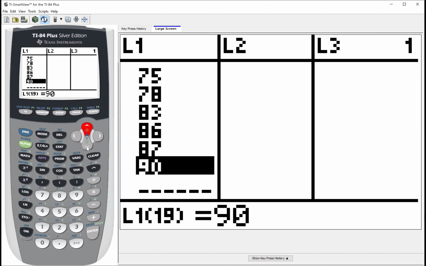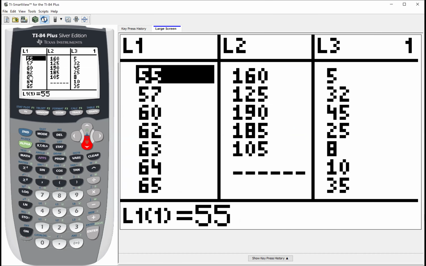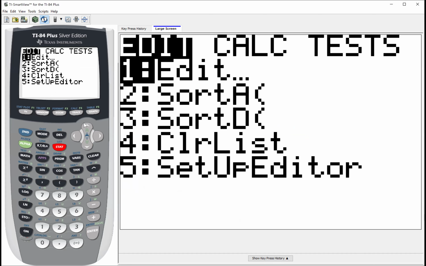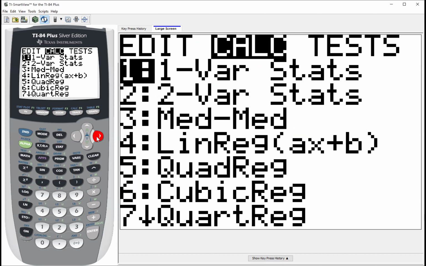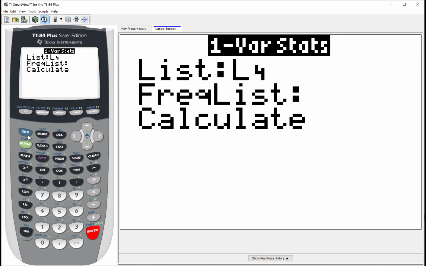So I already have this data set in my calculator in L1. I entered this into L1. So now I'm going to do a 1-variable stat. So remember, we have to press stat. We arrow right to calc, and it's option one variable stat. Now you have to tell the calculator what list, L1 in this case, for me, leave frequency list empty, and then go to calculate.